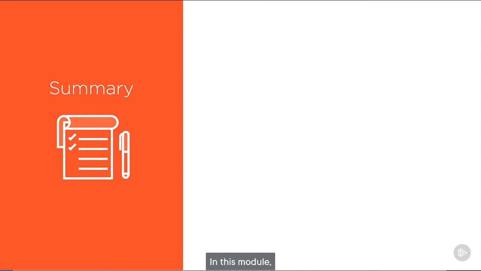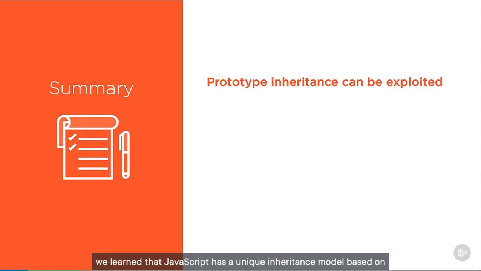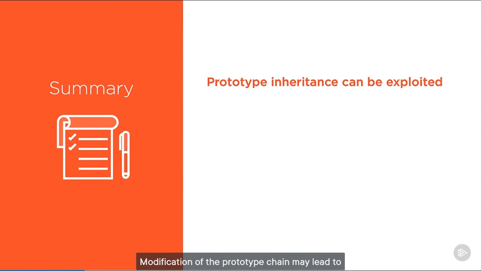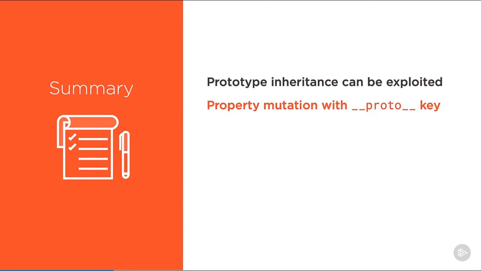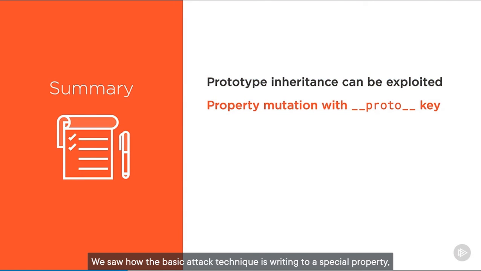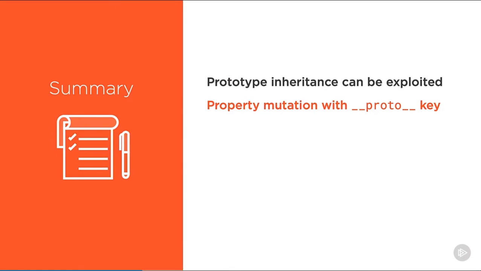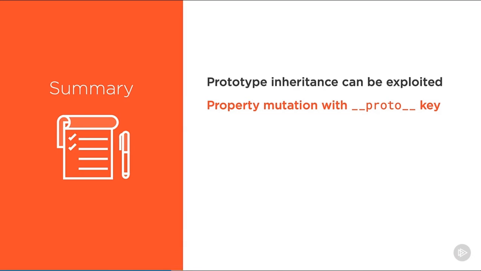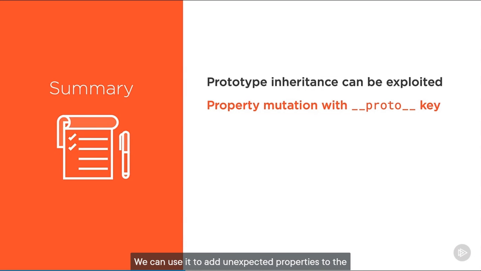In this module, we learned that JavaScript has a unique inheritance model based on prototypes, and that this model can be abused by attackers. Modification of the prototype chain may lead to unexpected changes in how our code works. We saw how the basic attack technique is writing to a special property, __proto__, that allows easy access to the object prototype. We can use it to add unexpected properties to the prototype or replace the prototype altogether.